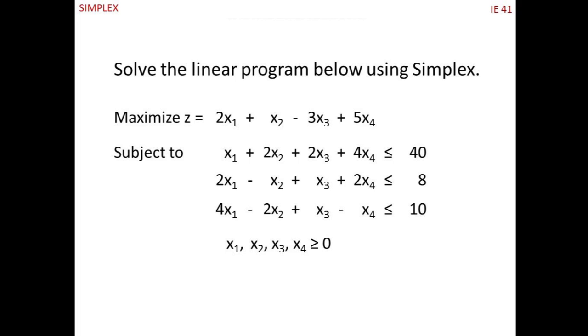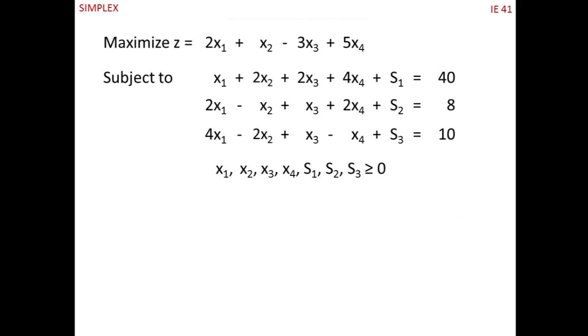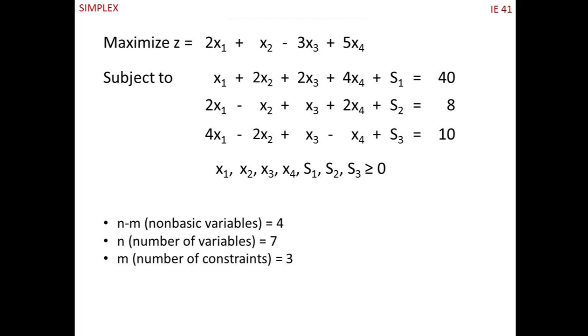In this problem, we are given a linear program in standard form, where all constraints are of the less than or equal to type, with a positive right-hand side, with 4 decision variables and 3 constraints. We begin by adding a slack variable for each constraint. Then, n minus m variables are set to 0, where n is the number of variables, both decision and slack variables, and m is the number of constraints.